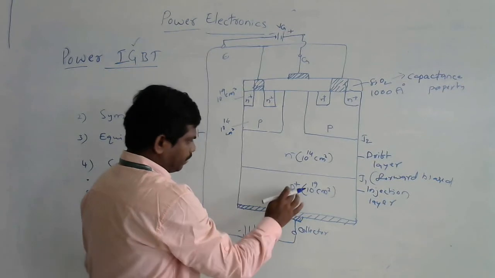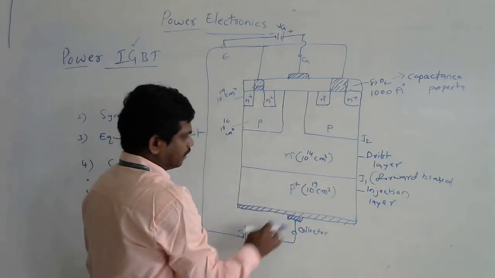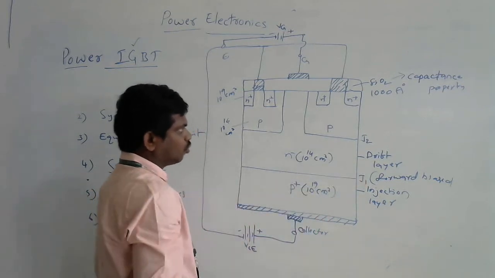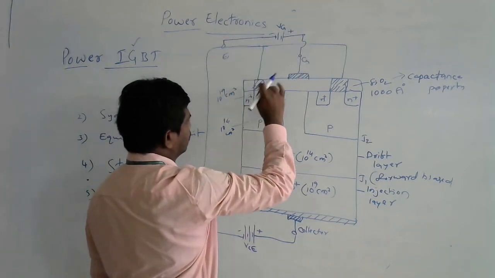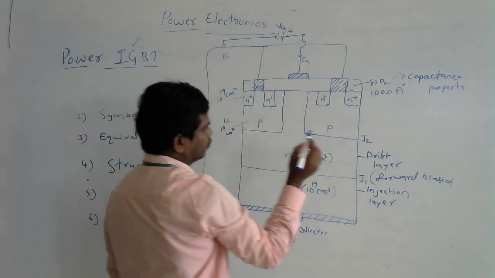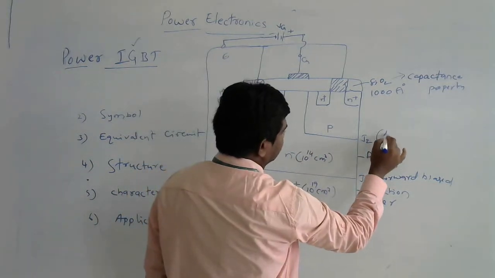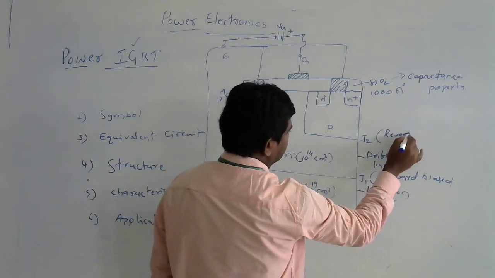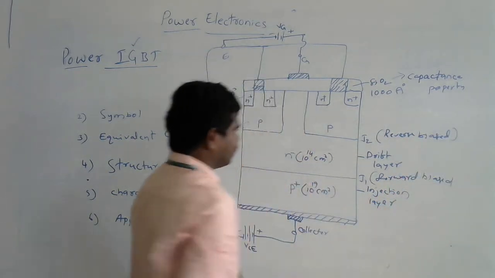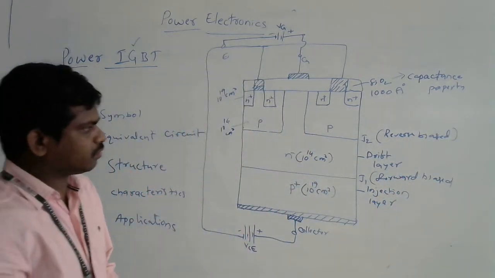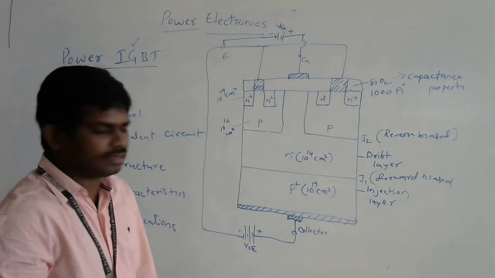Positive, the P layer, is connected to the positive of the battery, so this junction will become forward bias. But this negative portion is connected to the other junction, thereby reverse bias. The J2 junction is in reverse bias. So these two are very important, right? The J2 junction is in reverse bias and the J1 junction is in forward bias.